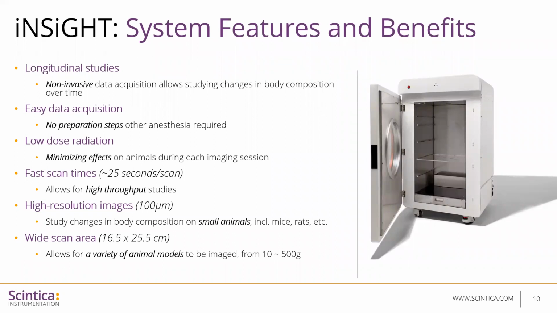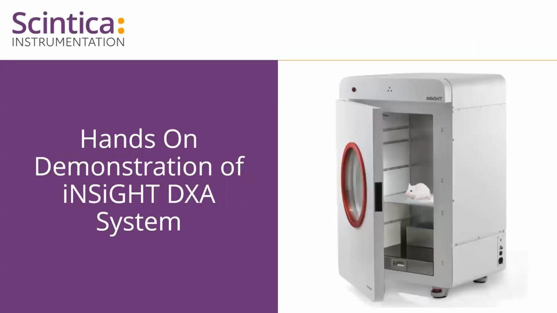The images, as you saw, are quite high resolution, so about 100 microns. This allows us to look at body composition changes in small animals, and the system is very specifically suited for mice and rats, up to about 500 grams. Being able to scan animals that large, we do need a wide scan area. So the scan area is about 16.5 by 25.5 centimeters, again, allowing us to get up to about 500 grams. We talk about rats, but we can talk about similar sized animals as well because it is not species dependent.